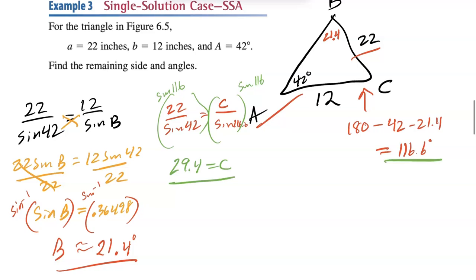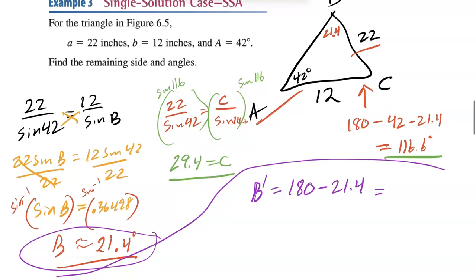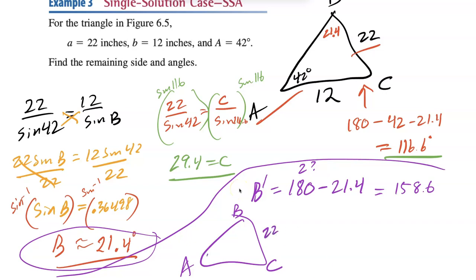So we've solved that triangle. Now, normally if we want to wonder if there's two triangles, we get our first angle and we go 180. B prime is equal to 180 minus that angle. This gives us 158.6. So basically our triangle 2, exact same thing, right? We put all the stuff we start off with. So A is 22, we have 42, we have 12, and then we just figured out angle B is 158.6.